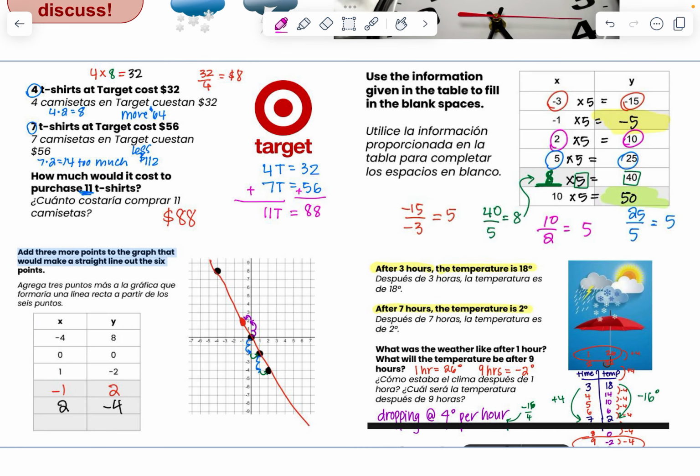Hi everyone, I wanted to create this quick video just to make sure we got all of the important things from the last couple of days' lesson. So we started off this unit by giving some real world context to our problems. We started off with how much t-shirts cost at Target. 4 t-shirts cost $32, 7 t-shirts cost $56, and so we wanted to figure out how much it would cost to purchase 11 t-shirts, right?